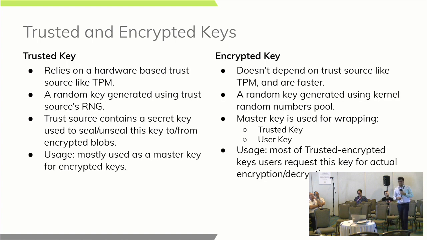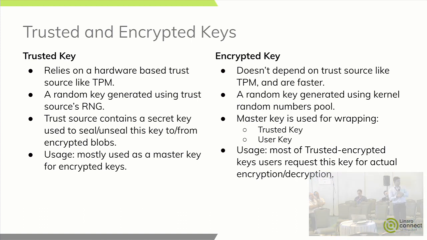On the left-hand side is the trusted key type, so let's discuss it in detail. It relies on a hardware-based trust source like a TPM. It's a random key that is generated using the trust source's RNG. The trust source contains a secret key that never leaves it, used to seal and unseal that trusted key. It's mostly used as a master key to wrap the encrypted keys. On the other hand, encrypted keys don't depend on any trust source like a TPM, and they are faster to operate with.